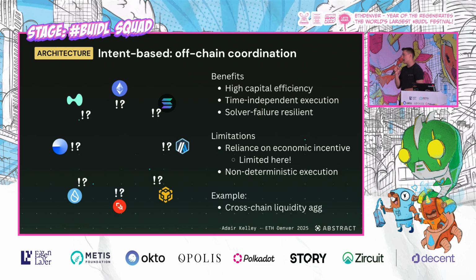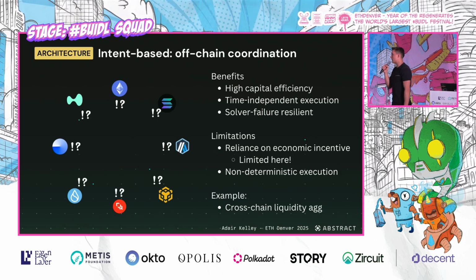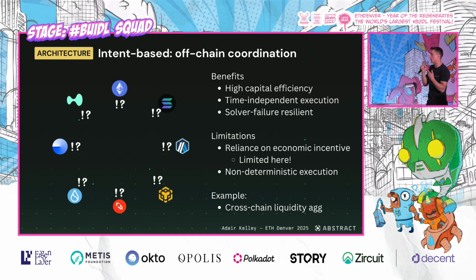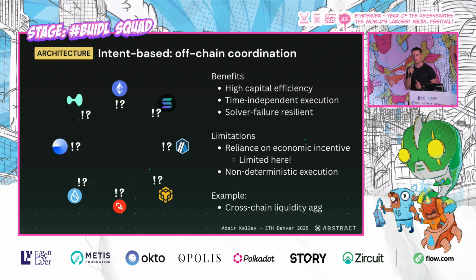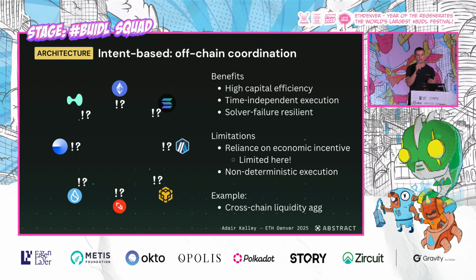So what about intent-based coordination? This generally happens off-chain, where you have a solver who solves for the intent that you propose, and this has very high capital efficiency because it's just an off-chain entity. You don't need to bridge things.